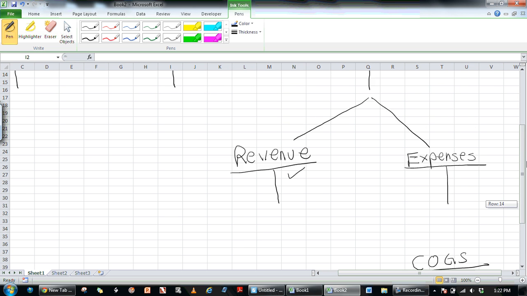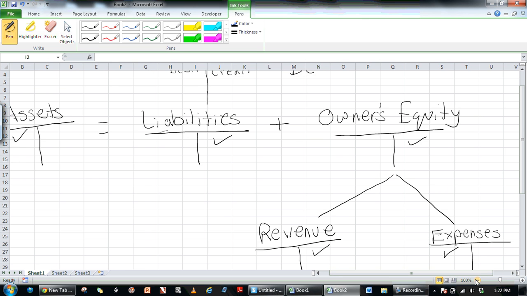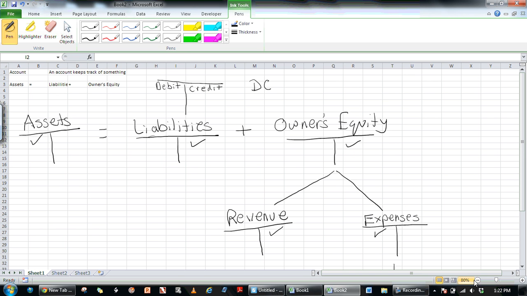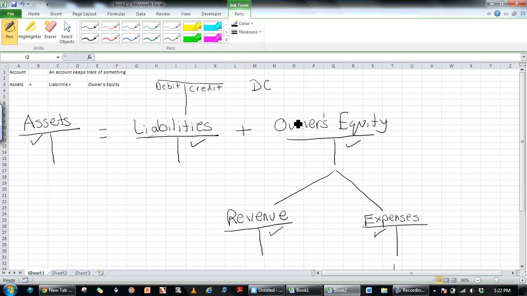Now we have all the classifications, and which side these increase on and decrease on, right? So you can quickly draw this for yourself just at the start of the exam. Every time you come to a problem and you don't know whether to debit or credit, you can quickly look at this chart that you draw for yourself. It'll take you a minute.